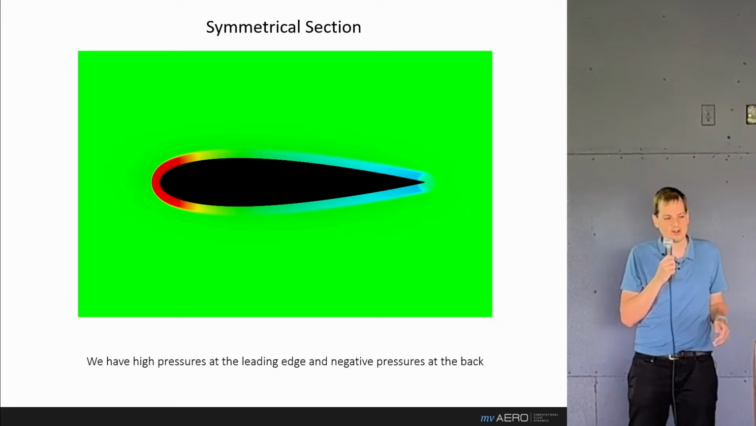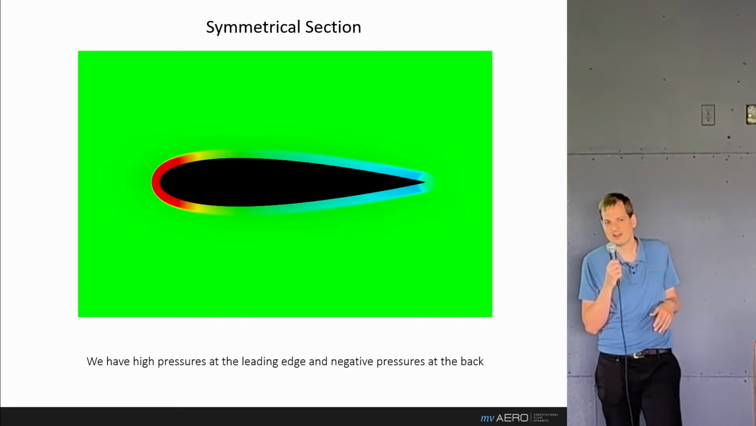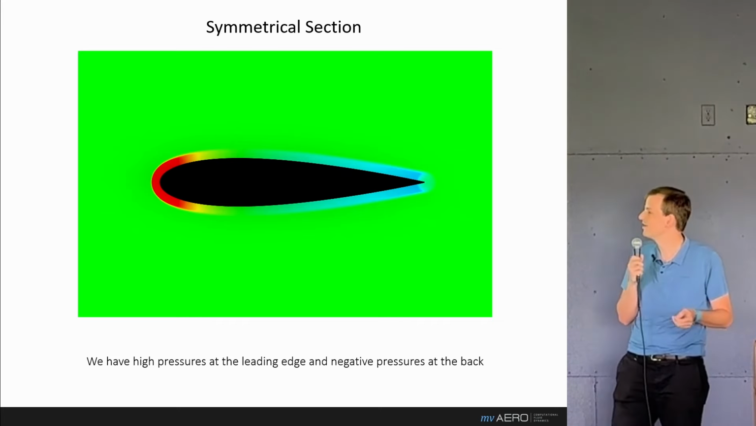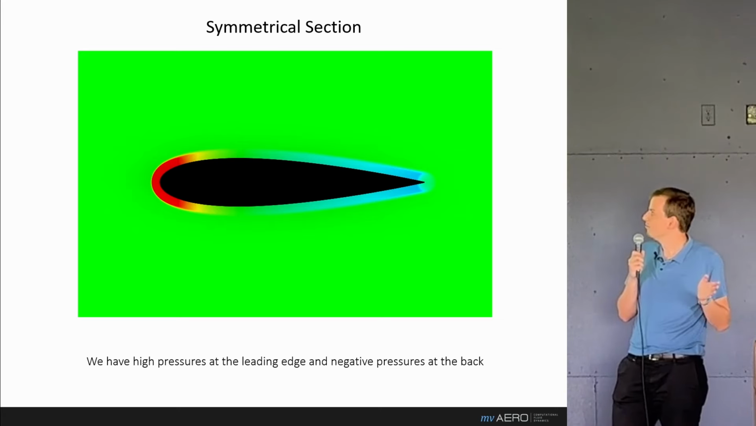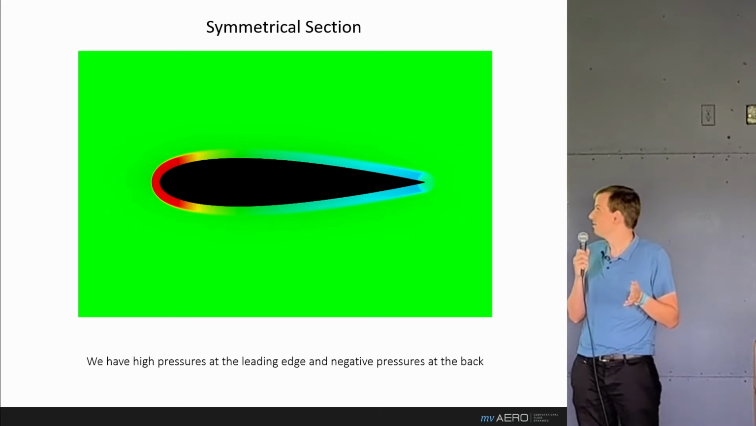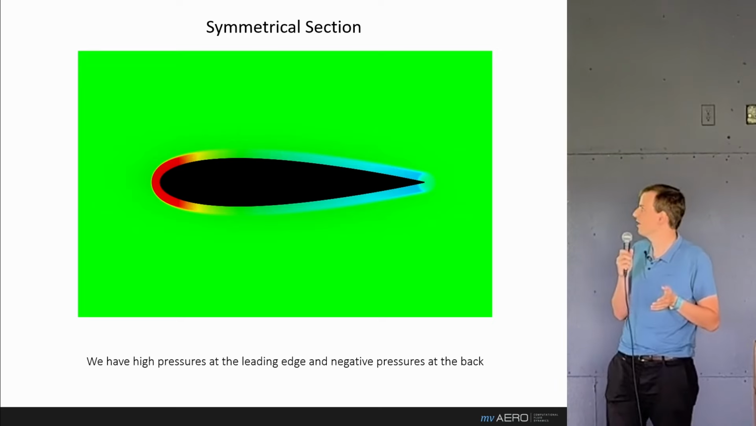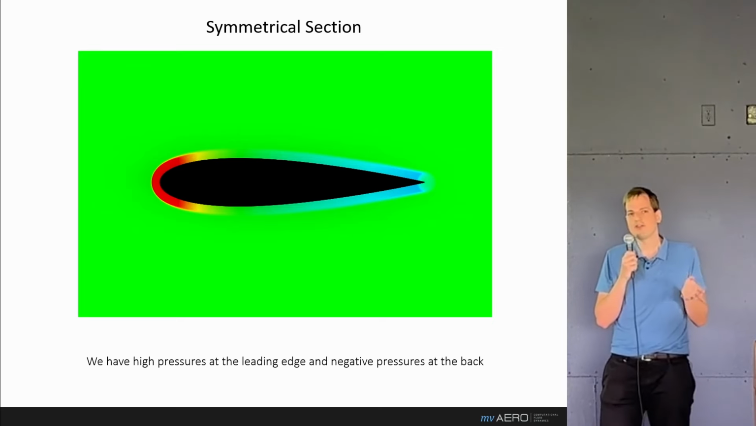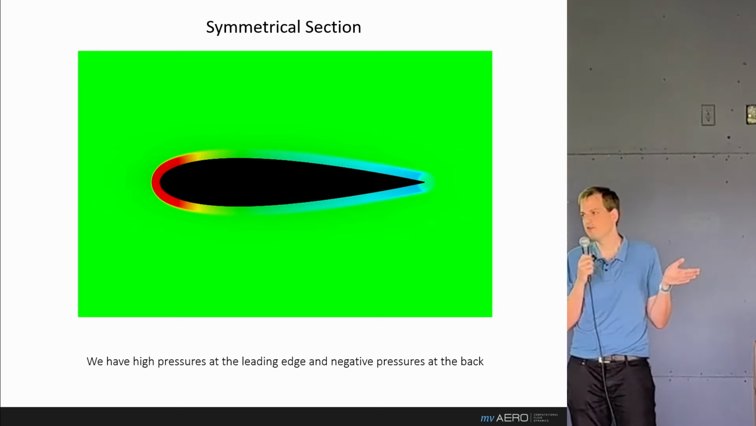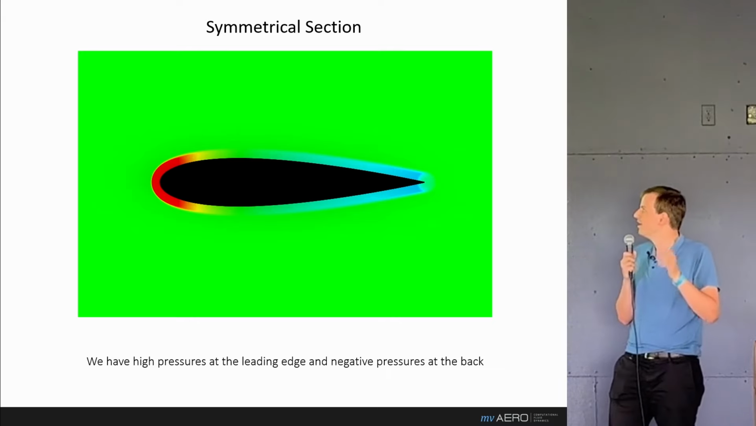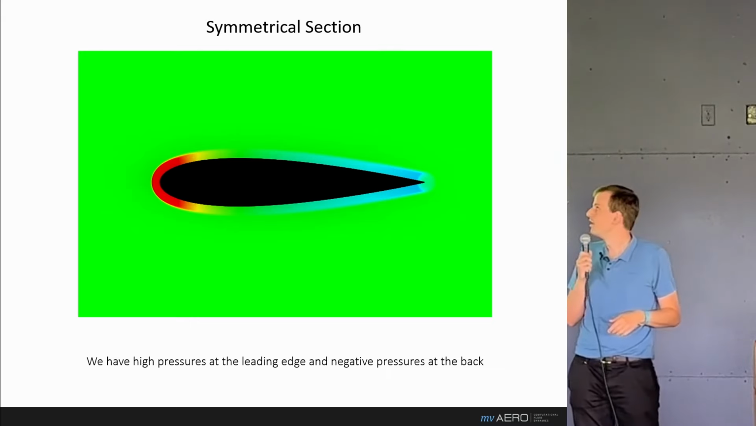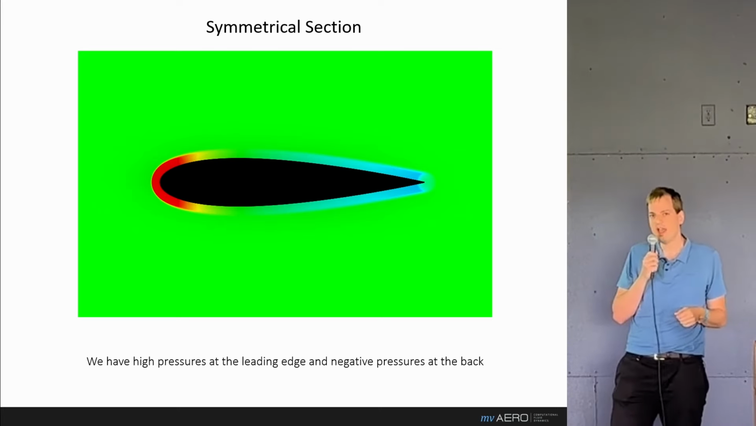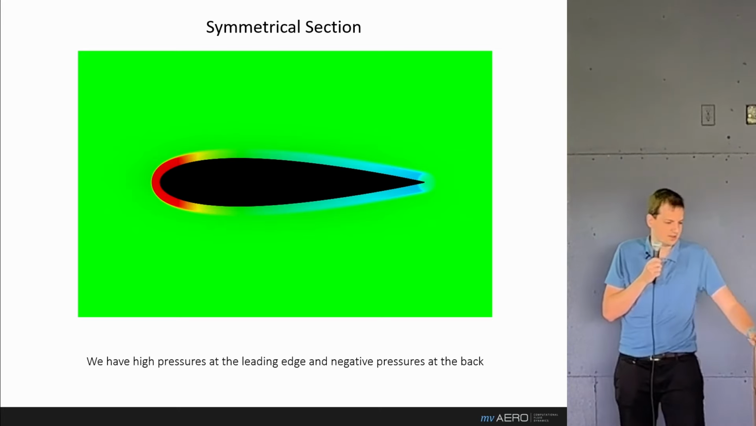Now, when we start to look at that in CFD, we find exactly what we should find. And this is a simulation of a symmetrical section at 0 degrees angles of attack. And we run the simulation and we hit pause after a very short time interval. Now, we see in red a very high pressure at the front, and in blue we see negative pressure at the back.